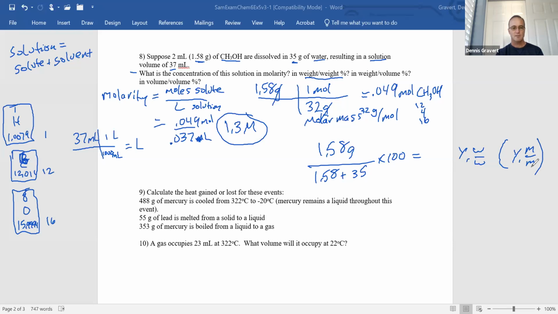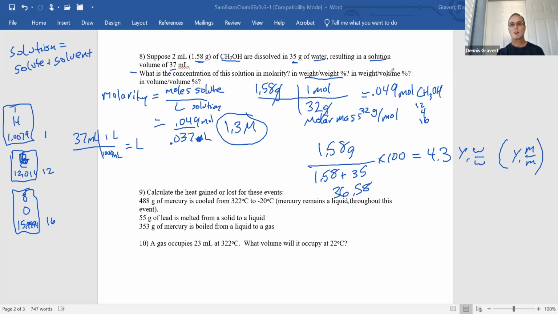Let's see, 1.58 plus 35 is 36.58. 1.58 divided by 36.58 times 100. I got 4.3%. Hopefully that's right, but at least you see the process.